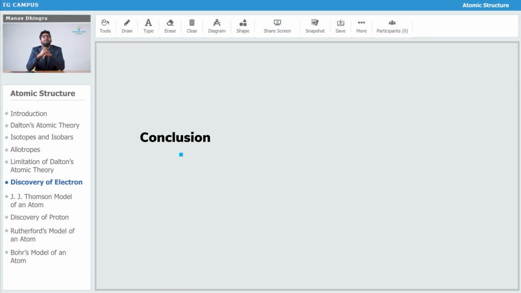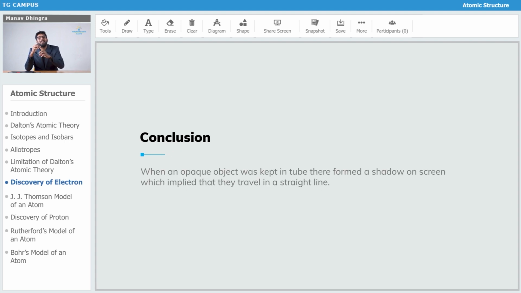If you remember, the cathode rays were traveling in a straight path. So how did we conclude it? In the cathode ray experiment, we kept an opaque object in the tube. So this is our tube, and on this side we have the whole screen covered with zinc sulfide. I kept an opaque object in between.